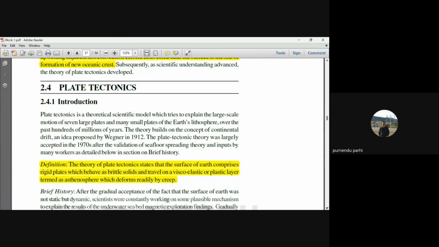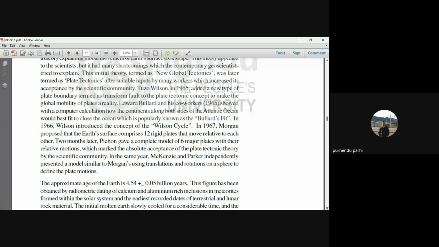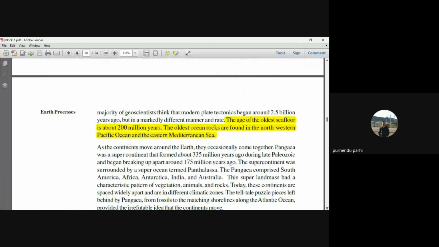Definition: the theory of plate tectonics states that the surface of Earth comprises rigid plates which behave as brittle solids and travel on a viscoelastic or plastic layer termed the asthenosphere, which deforms readily by creep. Then the brief history; you can read it on your own.